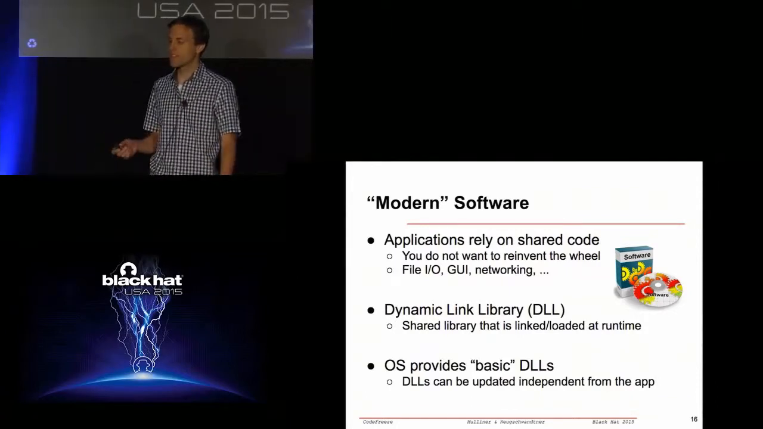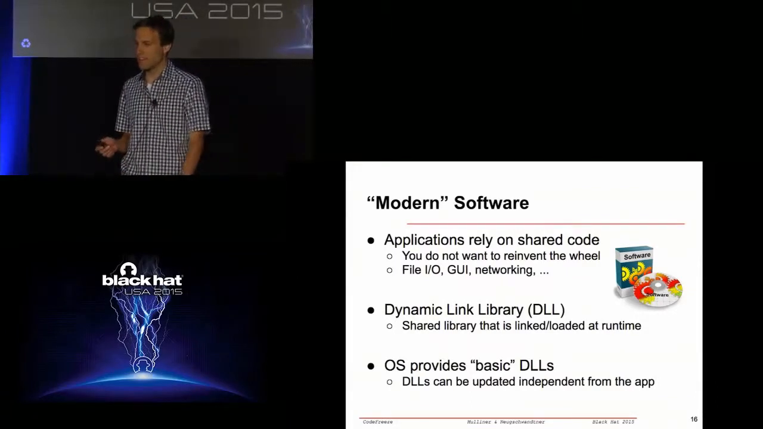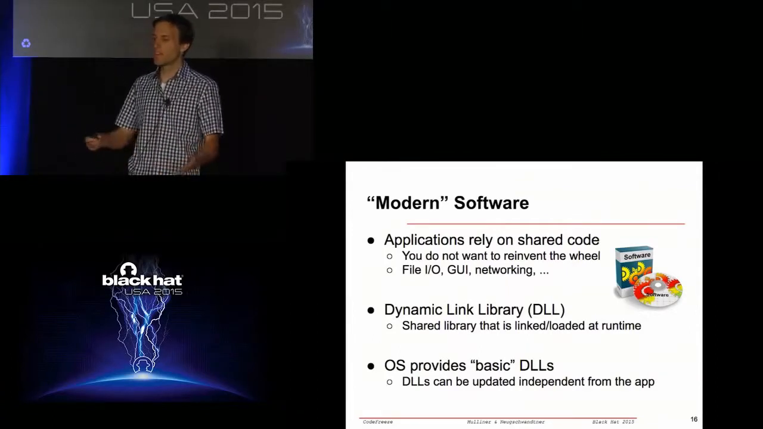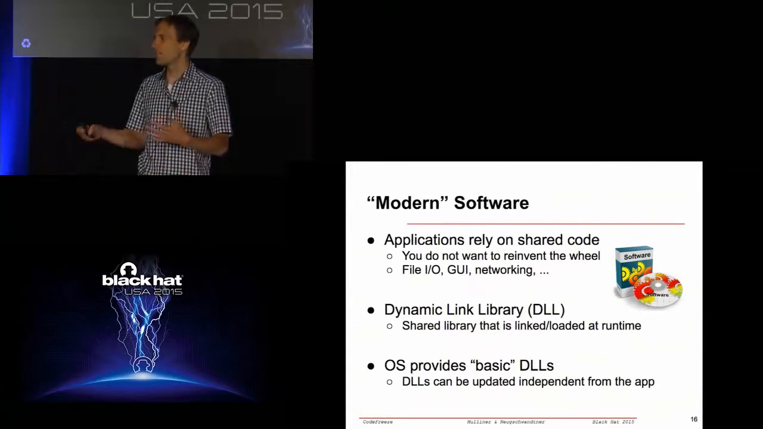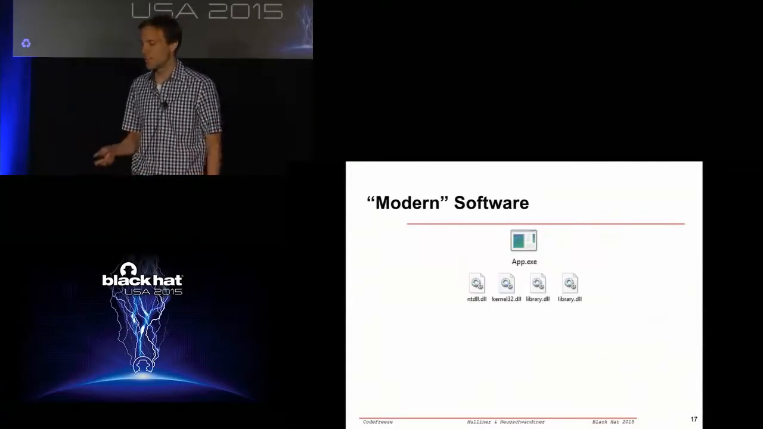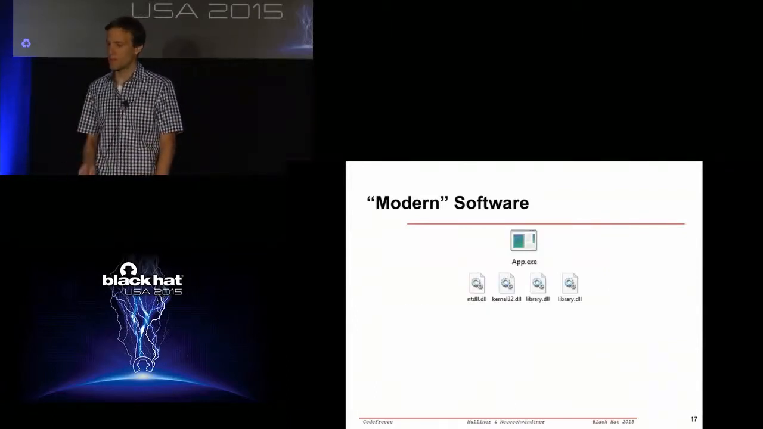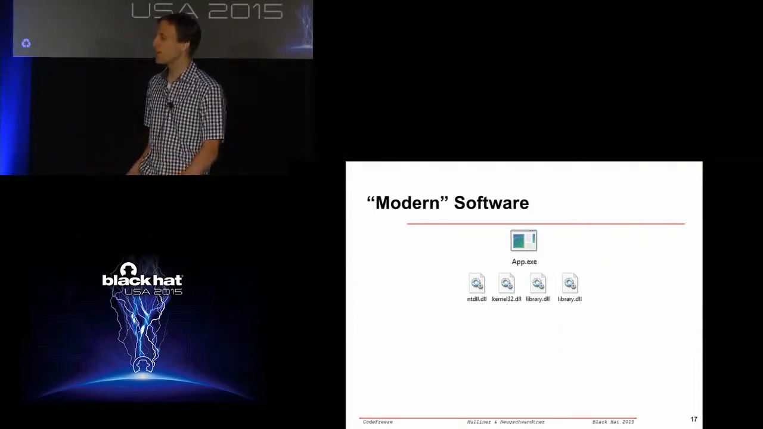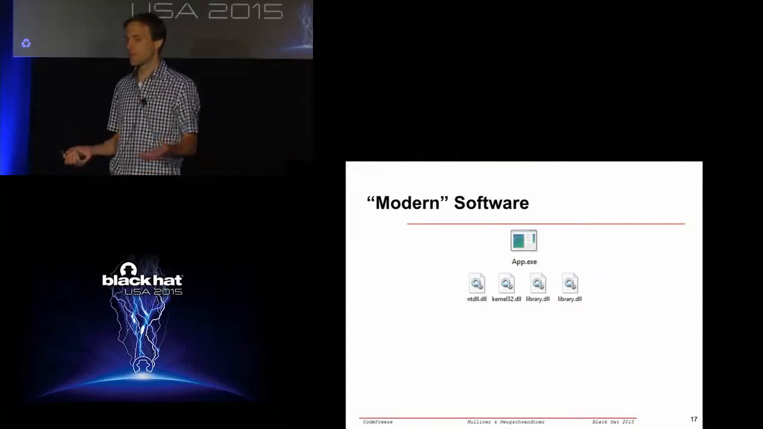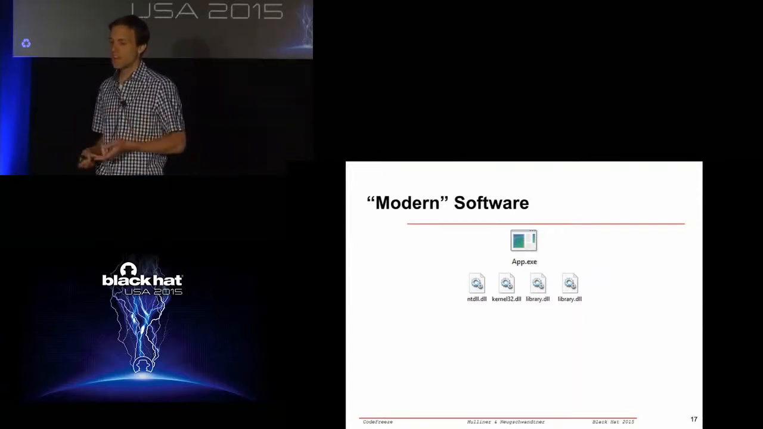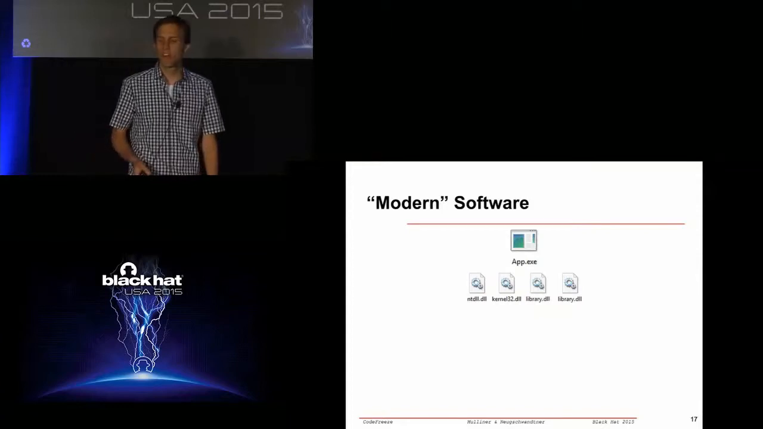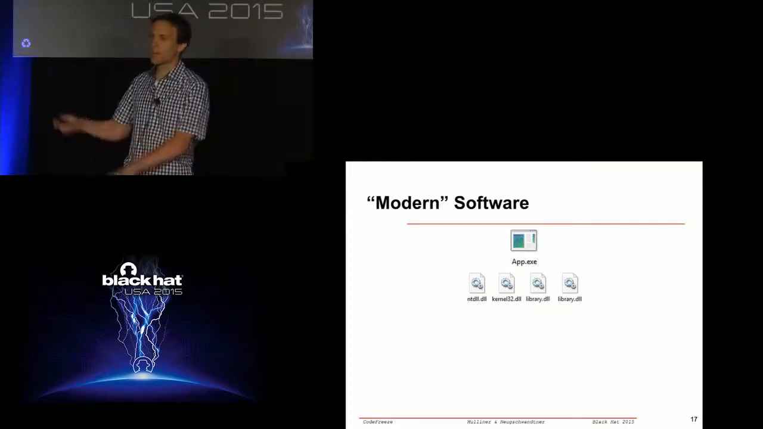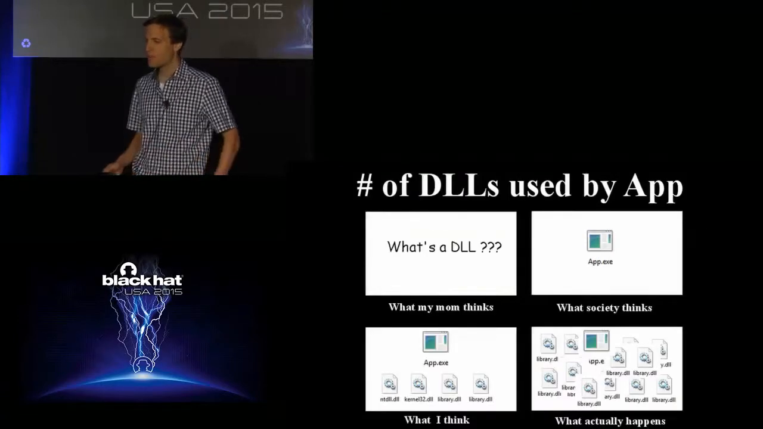The operating system itself provides a couple of basic DLLs. Another advantage is that DLLs can be updated independent from the app. So say you have some new code that displays stuff, then this is automatically going to be used. When we initially thought about the project, we thought that there's one app and it's going to use a couple of basic system DLLs like NTDLL and kernel32 and a couple of other libraries. And actually you're going to see that slide. We're going to refer to that more often.